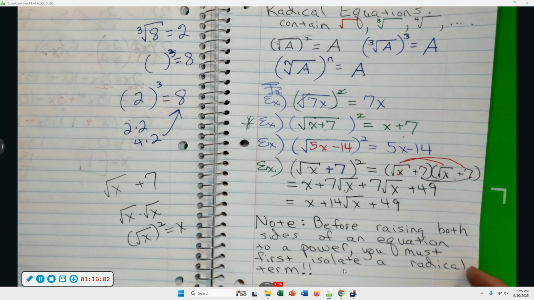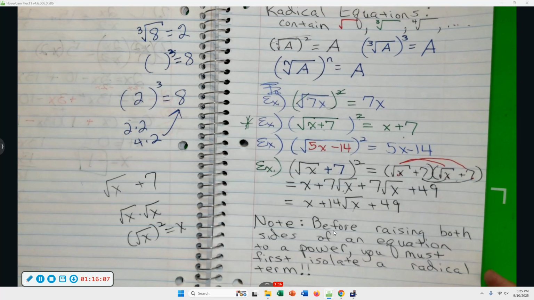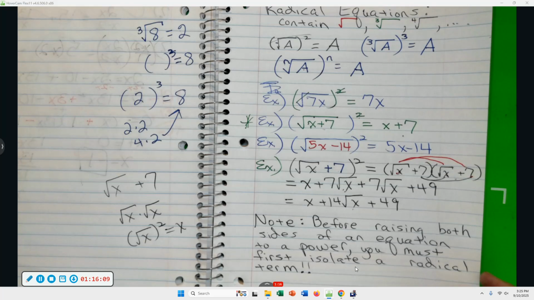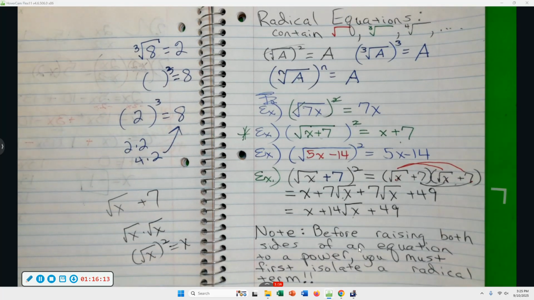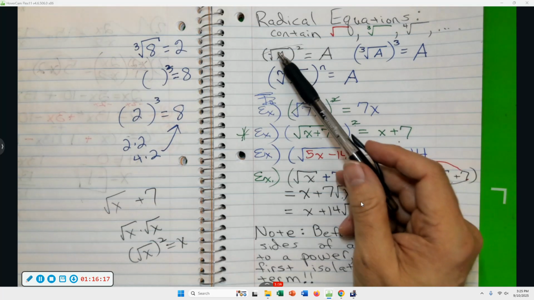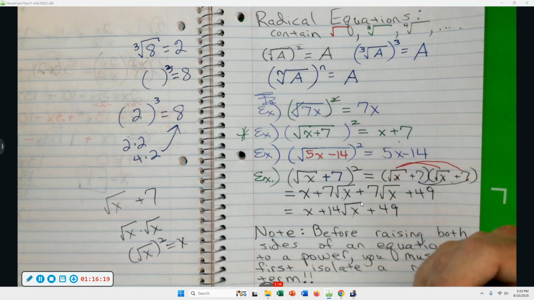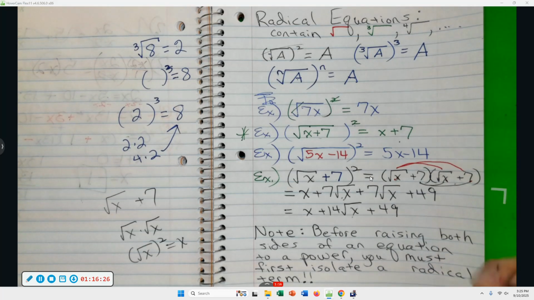So, here we've just been talking in generalizations, not really looking at any radical equations, just some general properties involving radicals. The important property is that whatever type of radical you have, that's what you raise both sides to. And before you start raising both sides to a power, you have to isolate a radical.